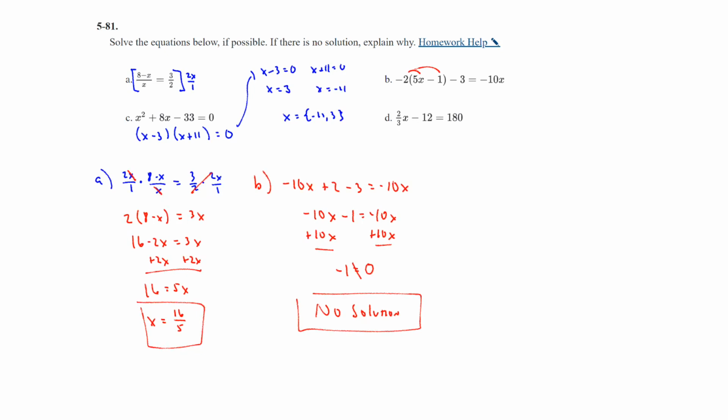And then the next one is linear. We'll add 12 to both sides. That'll leave us with 2/3 x equals 192. And if we want, we can do this in 2 steps, or we can do it in 1. I'm going to multiply by the reciprocal 3/2. I'm going to do it in 1 step instead of 2. 3/2 times 2/3 is 1, so that's x is equal to, and then we can take 192 and times it by 1.5. We can multiply by 3 and then divide by 2, however you want to do that. But we should get 288 for x.